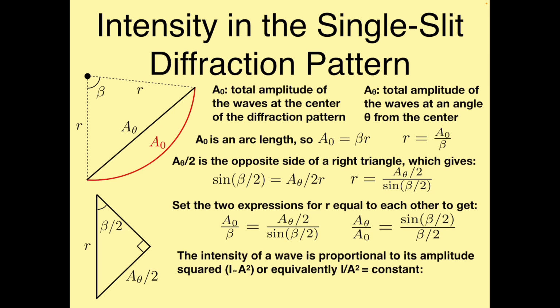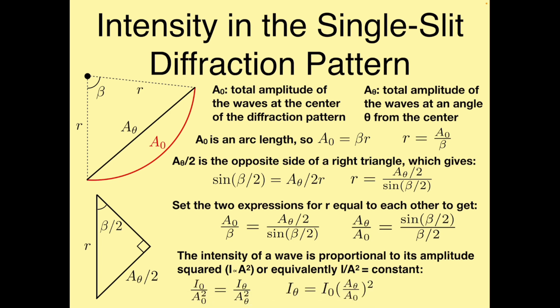We can turn this into a statement about the intensities by remembering that the intensity of a wave is always proportional to its amplitude squared. I is proportional to amplitude squared for any type of wave. So we can equivalently say that I divided by amplitude squared is a constant, okay? In other words, I0 divided by A0 squared, that would be the intensity at the very center of the diffraction pattern divided by the amplitude squared there, is equal to I theta, so the intensity at some other point on the diffraction pattern, divided by A theta squared like this.